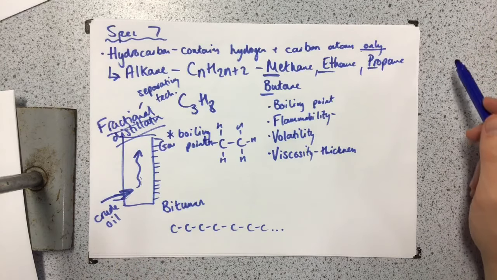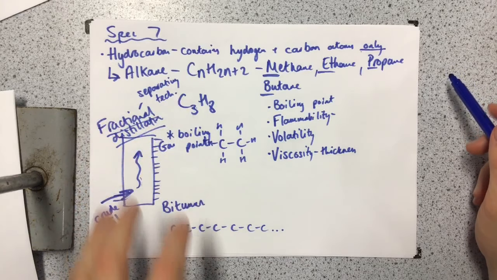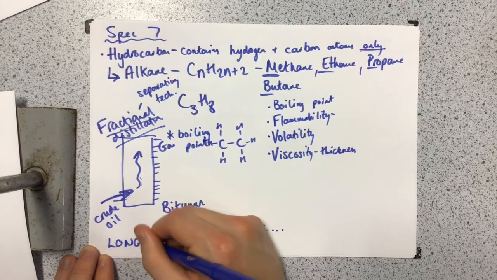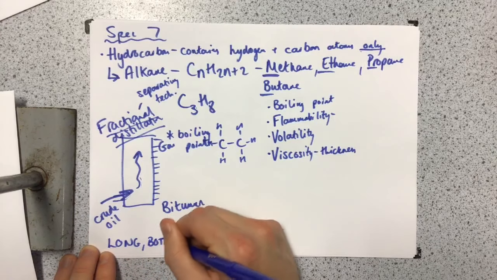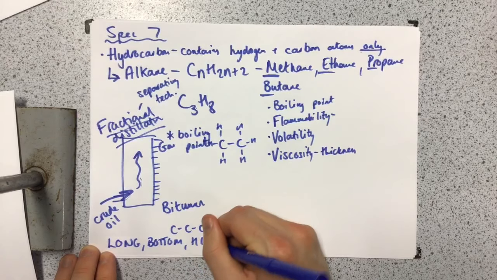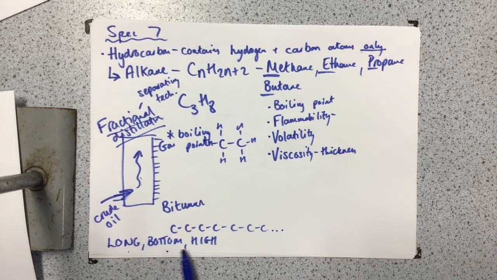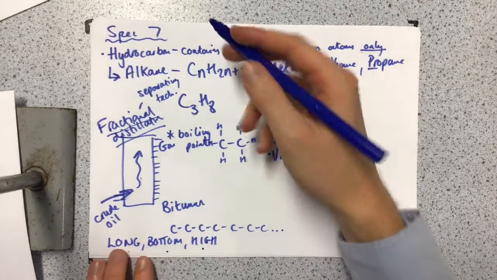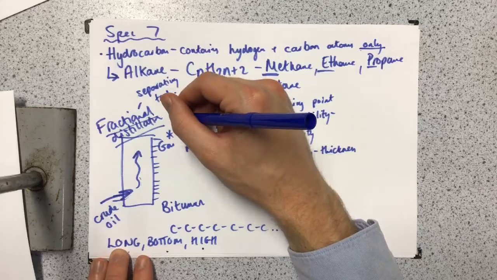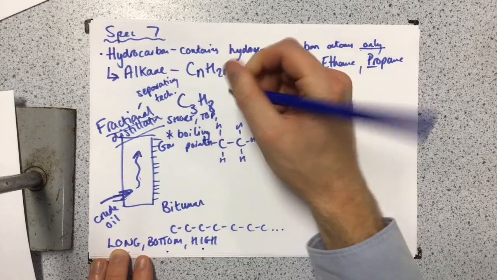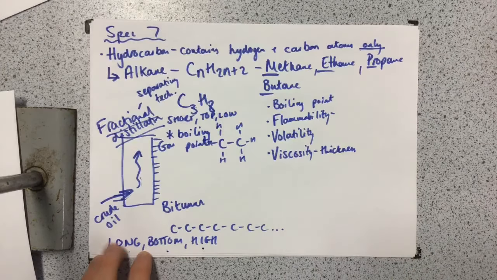Something that I've just thought of that might help you work out what sits in the fractionating column. If you remember long, bottom, high, and then the reverse is true for the top. So long chains, like this one, are at the bottom of the column because they've got high boiling points. So at the top, up here, we've got short, top, low. But I think long, bottom, high is easy. It rolls off the tongue, and it'll give you an idea of what sort of chains fit where in the fractionating column.